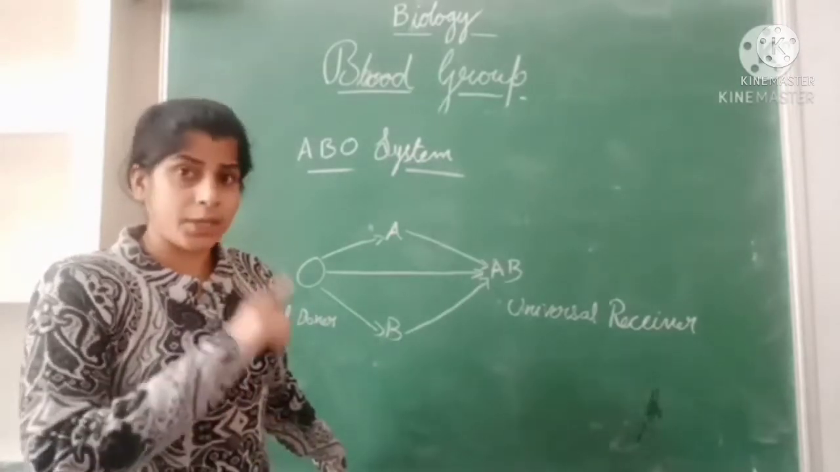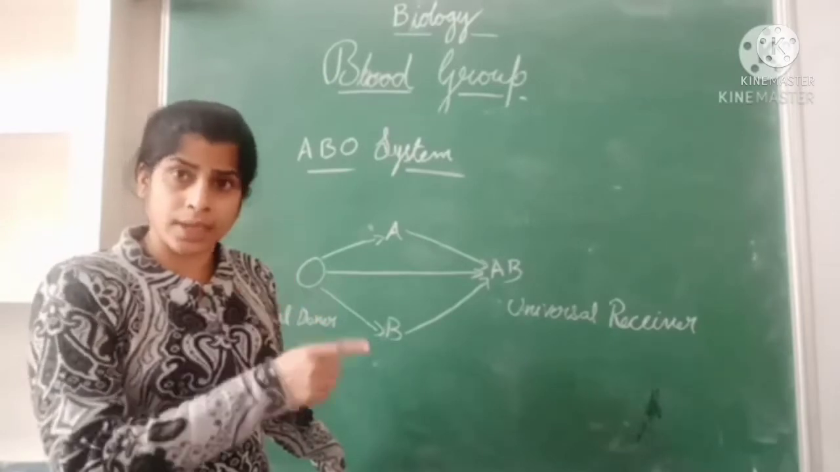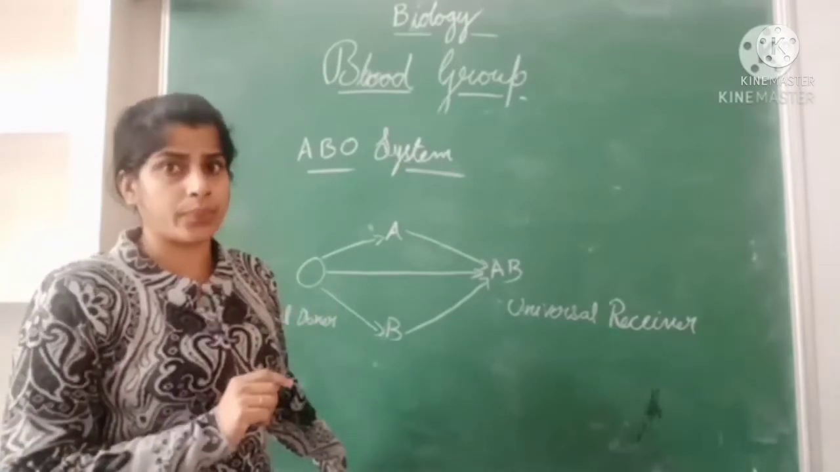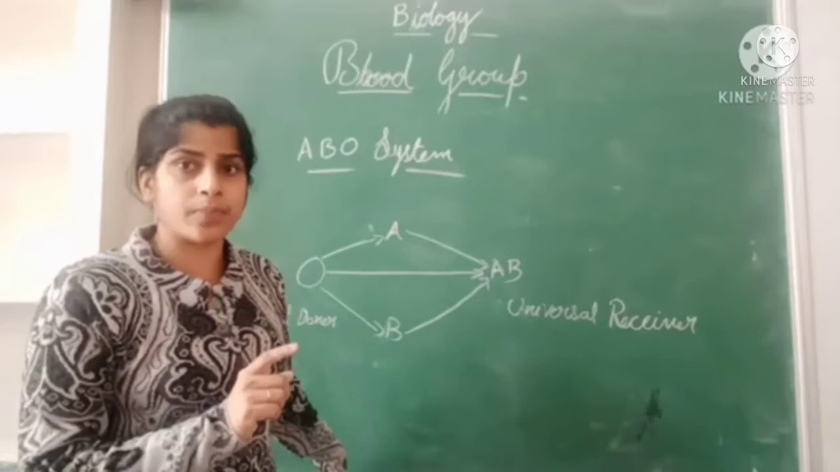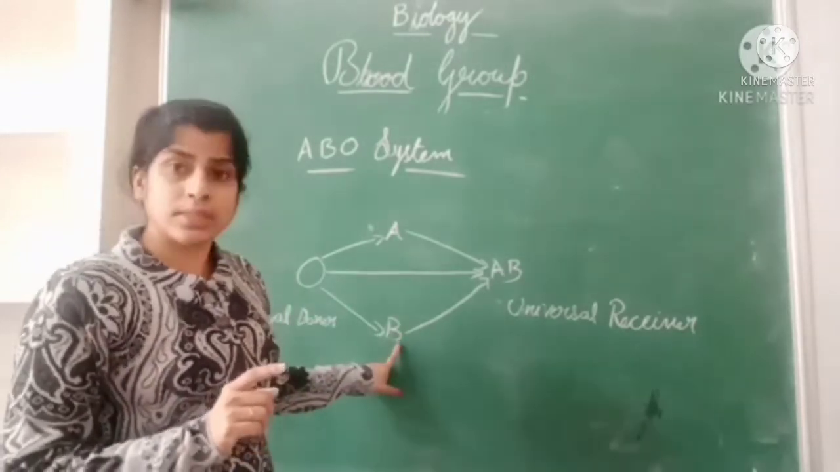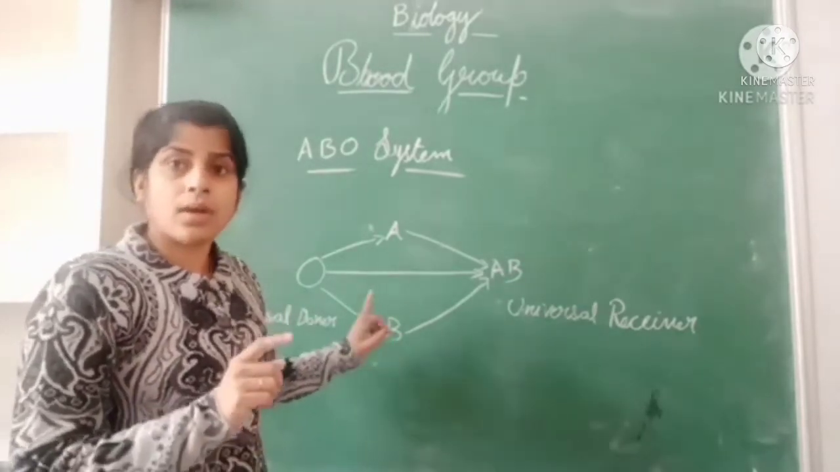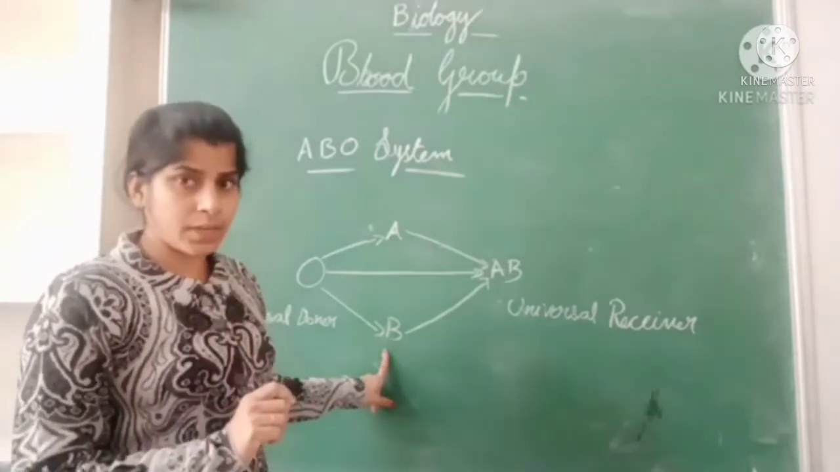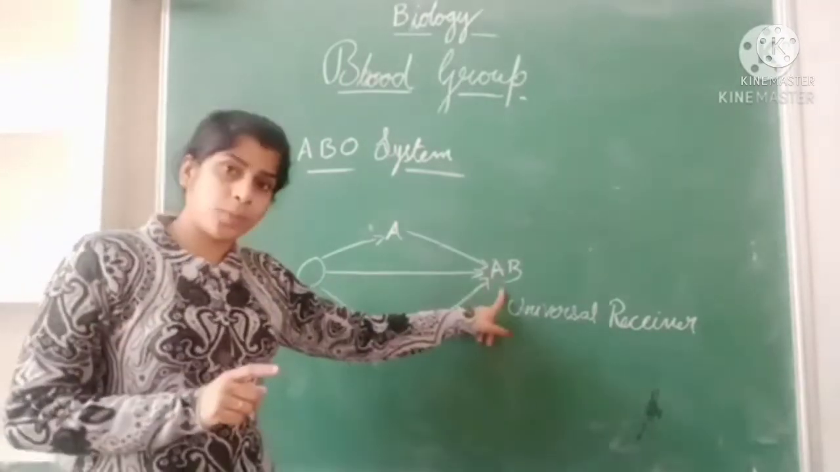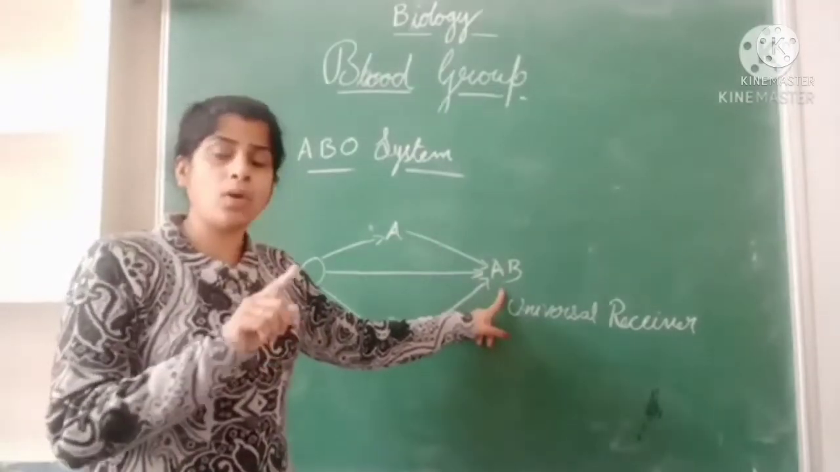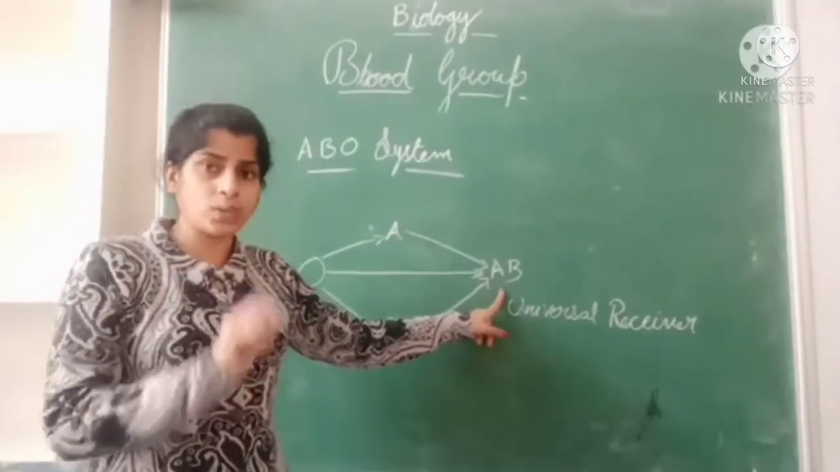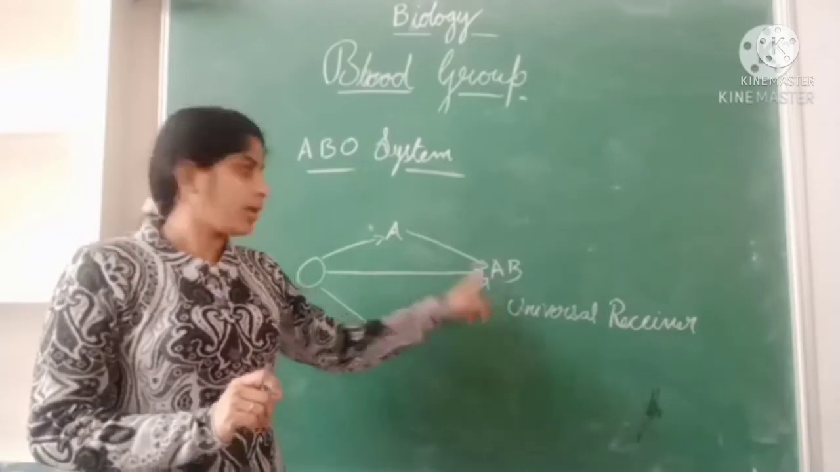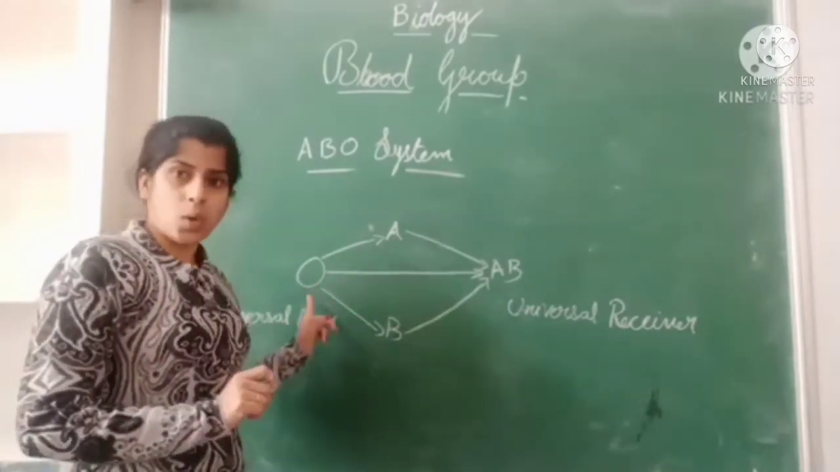Okay, but A group can receive only what? A group and group O. Okay, and B group can receive what? Only the B group and O group. Okay, and AB group can receive all the blood. All the blood means all groups of blood: A group also, B group also, O group also.